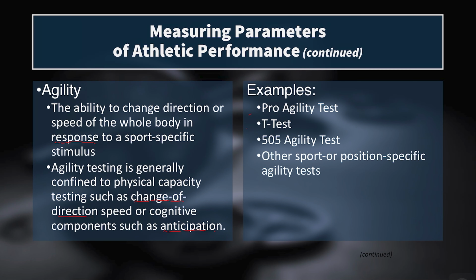So some examples of change of direction tests include the Pro Agility Test, a T-test, 505 test, and then there are many other sport-specific change of direction tests.